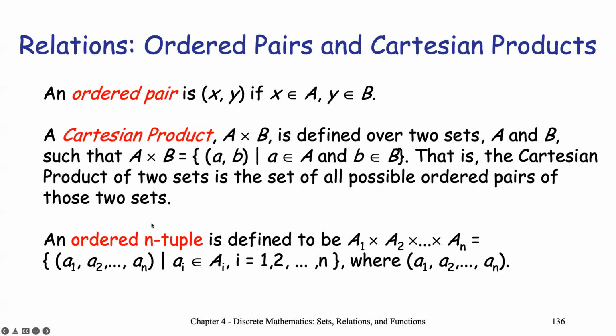We can also have an ordered n-tuple. Here we can have A1 cross A2 dot dot dot all the way to An. This is how that would be fleshed out, and it's a little bit more complicated than just a simple Cartesian product.